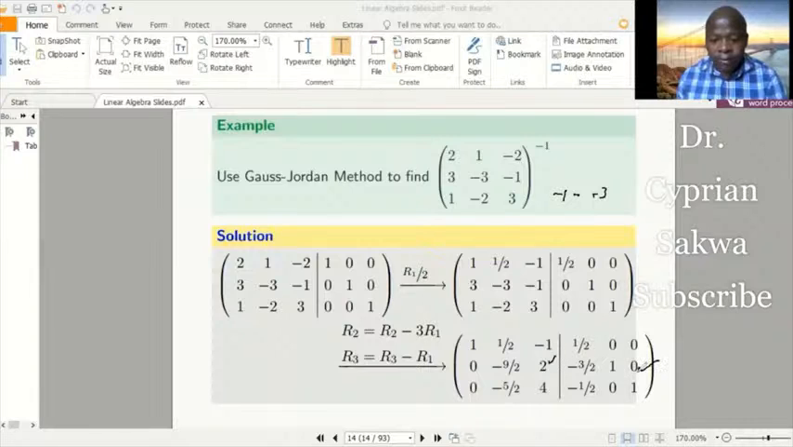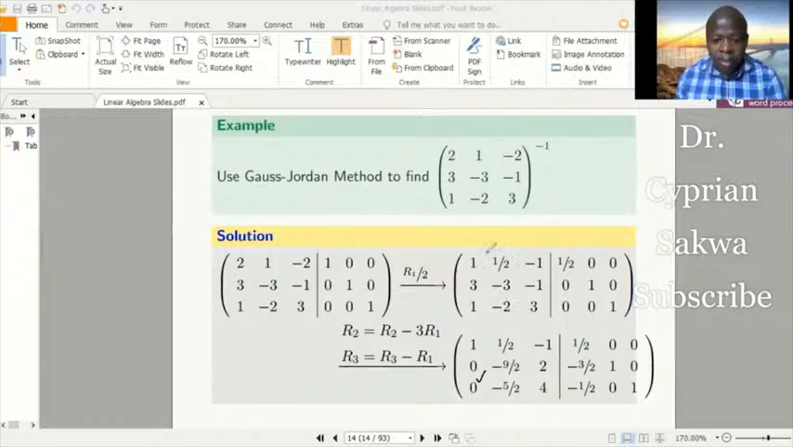Do it for the entire row, because I've also multiplied this by 3 to get 3 over 2, and then subtracted from 0. So I have negative 3 over 2. So I'm doing it for the entire row. Now come to row 3. We've said we shall take row 3 minus row 1. So 1 minus 1 gives us 0.